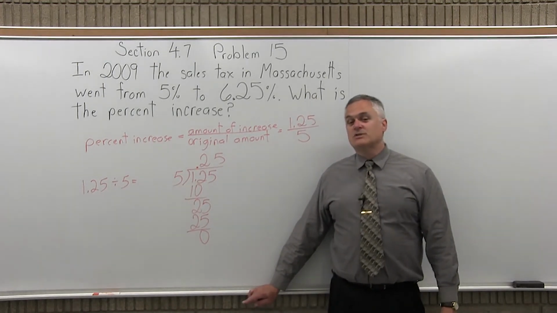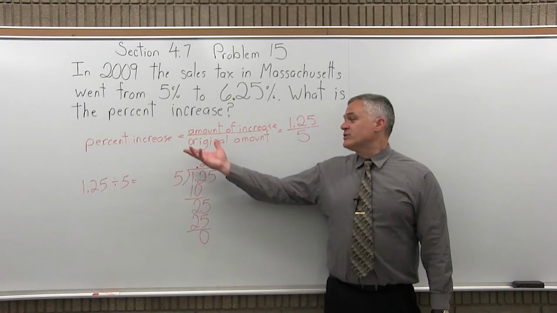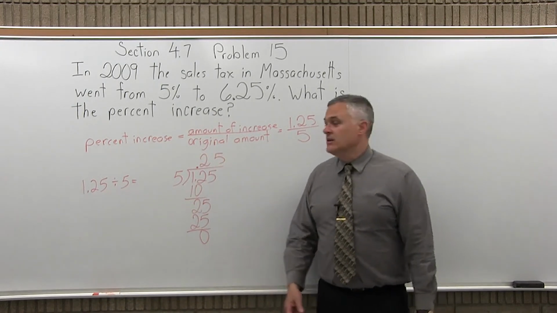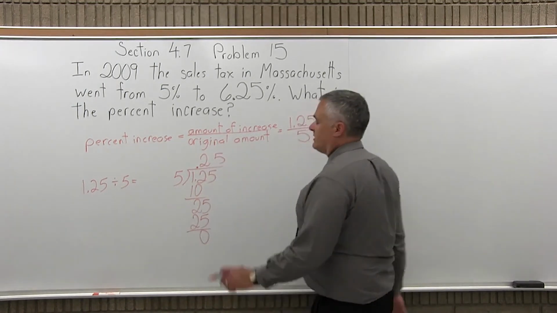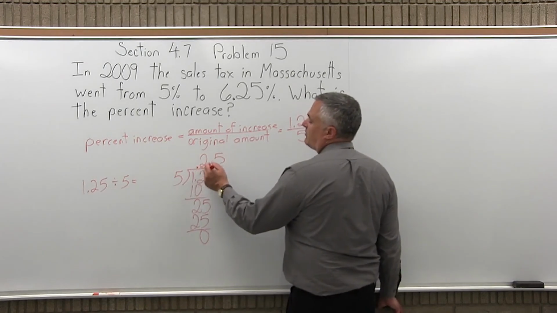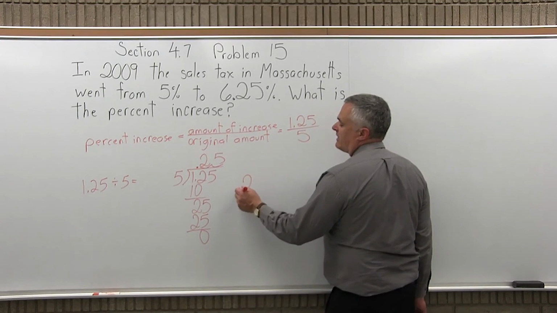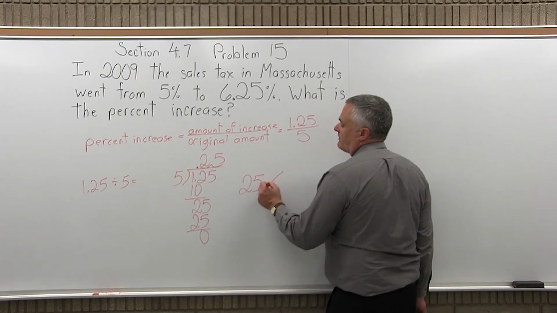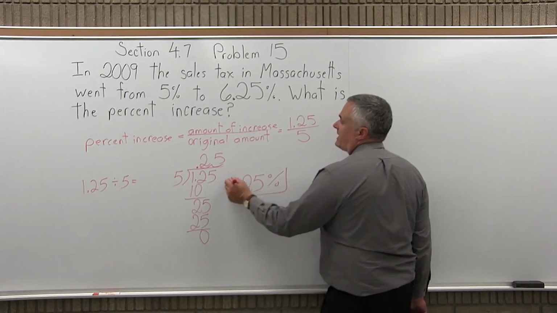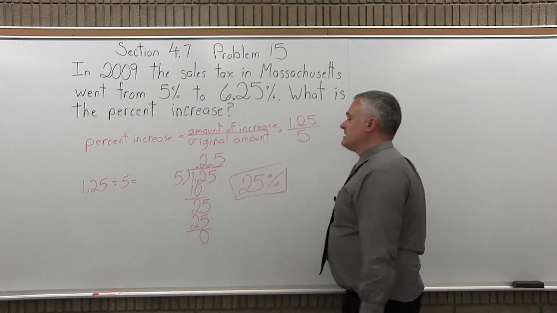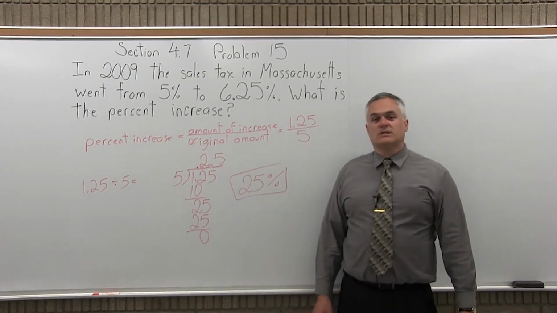Now that's the answer as a decimal, though. For percent increase, we want to express it as a percent. So to go from decimal to percent, you take the decimal point where it is and pull it 2 places to the right and put a percent symbol. So 0.25 as a percent is 25%. And that's the answer. That increase in sales tax that occurred in 2009 was a 25% increase in the sales tax.